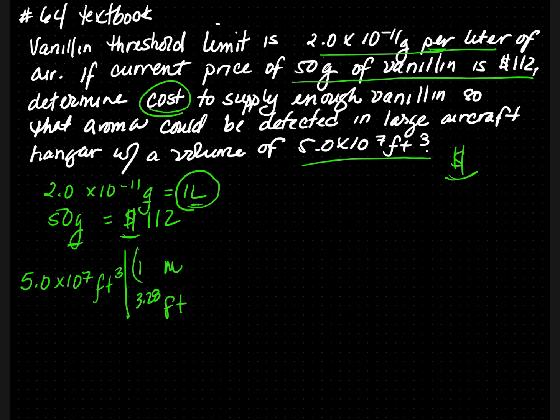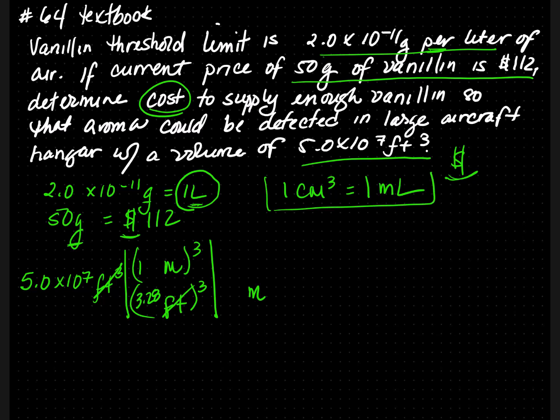Since it's cubed, I need to cube the bottom and the top. The feet cubed cancel out. If we stop here, we're going to have units of meters cubed, so I need to continue on. I need to go from meters to centimeters because we also know that 1 centimeter cubed is equal to 1 milliliter. This is a conversion that you have to memorize.